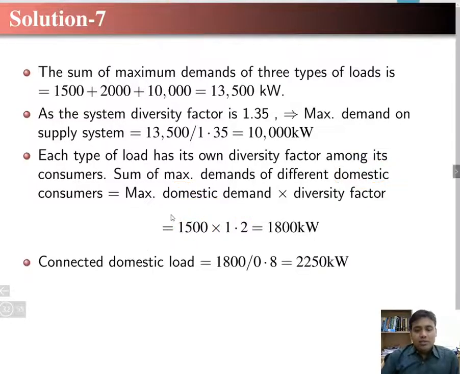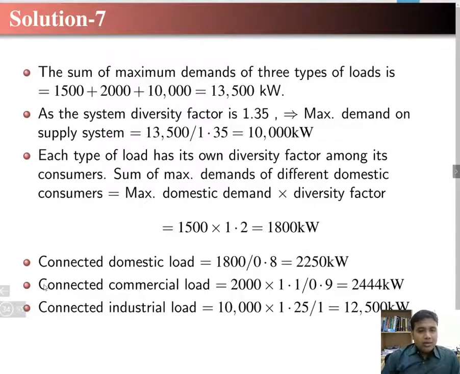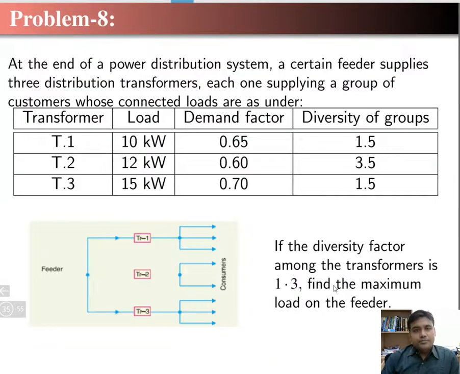So similarly, you obtain for the connected load. This is given 0.8. So you divide 1800 by it, and you'll get the connected load. Similarly, you can obtain the other connected loads for the commercial and the industrial in the similar manner from the data that is given, following the same system whatever we have followed here. It will give you 2444 kilowatt and 12,500 kilowatt.